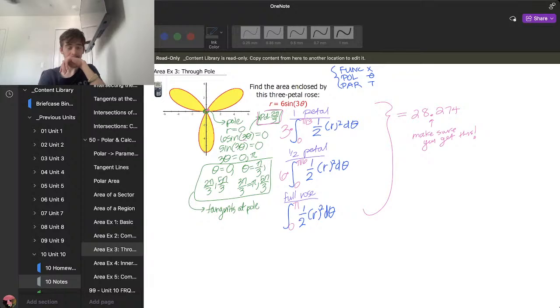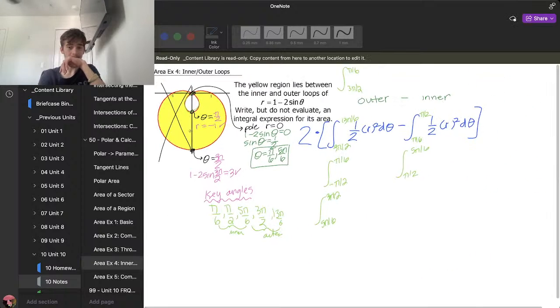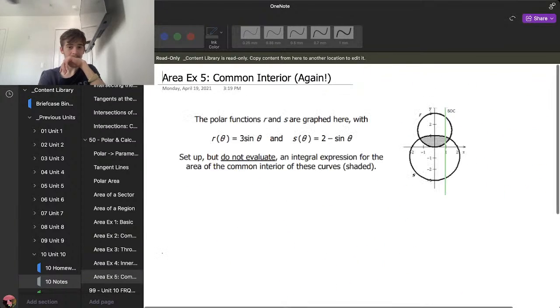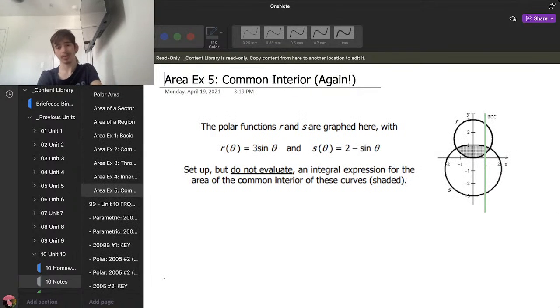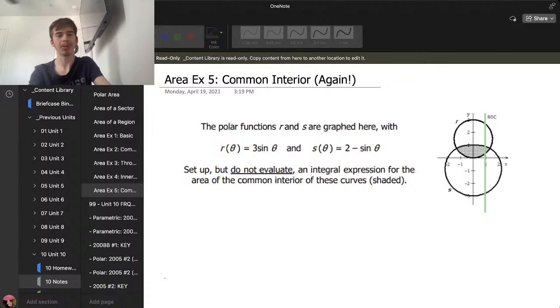Roses with petals, inner loops, common interior practice problem. That's all. That's it. That's all you need to know for calc. Okay, well, I didn't cover one concept, but I'm about to pull it up.